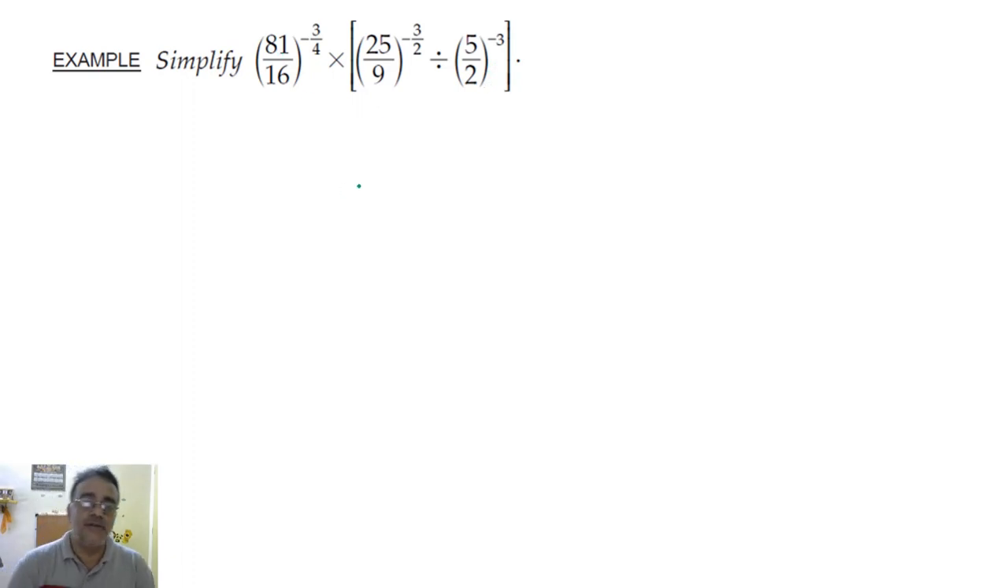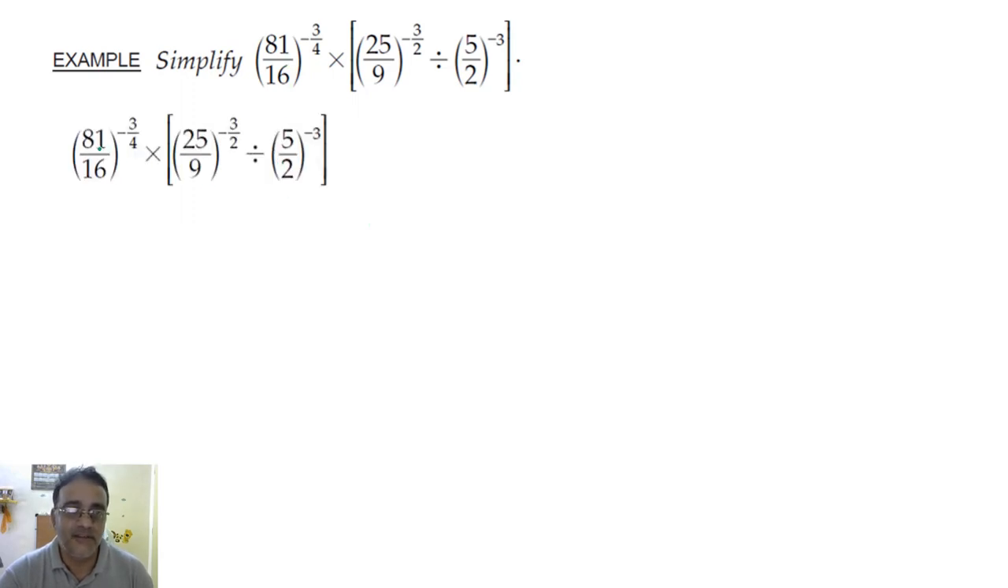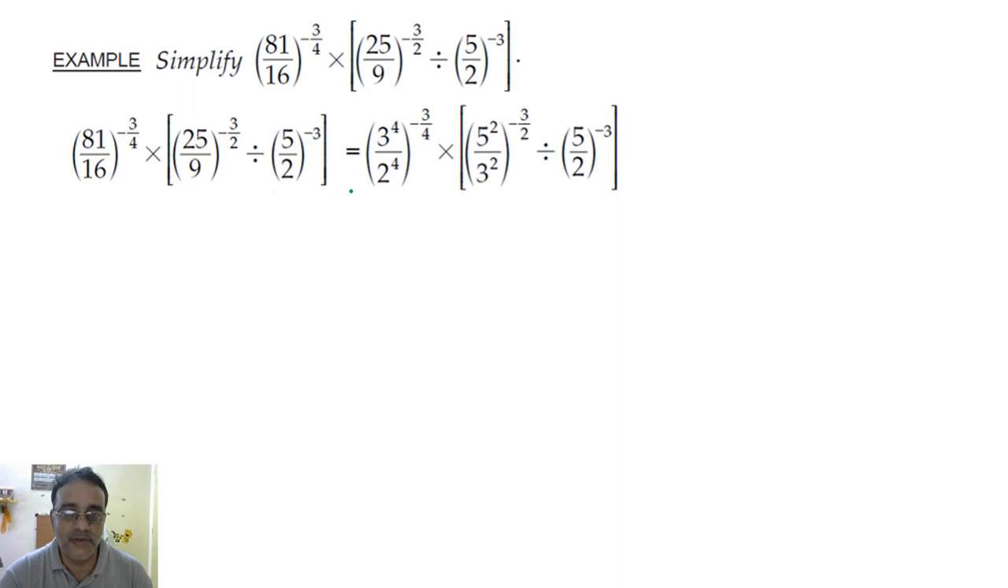So 81 को किस नंबर के पावर टू द पावर 4 लिखोगे? How will you write 81 in terms of the power 4? 3 to the power 4. Very good. What about 16? 2 to the power 4. Very good. And 25 को स्क्वायर के फॉर्म में लिखना है तो 5 square. 9 is 3 square. Right. So now we are going to substitute the value. इसके जगह पे 3 to the power 4 और इसके जगह में 2 to the power 4. This step is clear to all of you? Yes, sir. Okay.